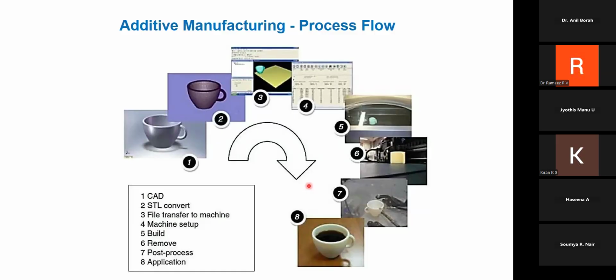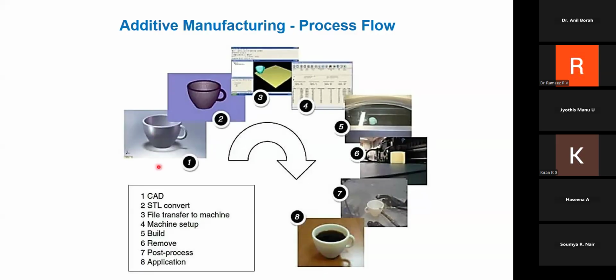Irrespective of the technique, irrespective of the technology, the process flow or the steps involved from CAD to your final product remains the same. So this is the generic process flow of additive manufacturing. The very first step is CAD model generation. The CAD model generation is done by a design engineer using any of the design software.